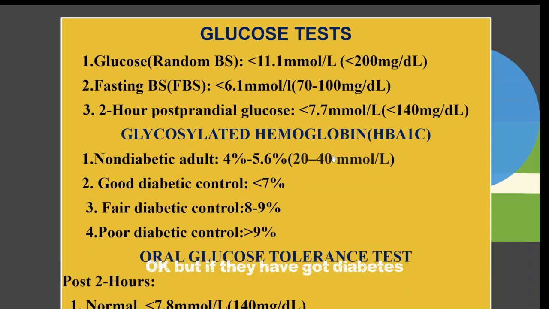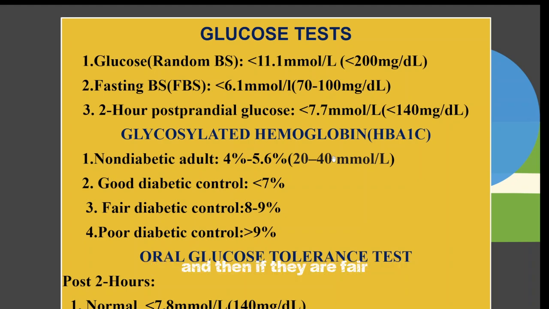Okay, but if they have got diabetes, you have diagnosed them of having diabetes, or you know that they have been diabetic for a very long time, and you want to monitor how their glucose has been controlled. You are going to use HbA1c. If it's less than 7, then the patient is controlling their diabetes nicely. So it's got good diabetic control.